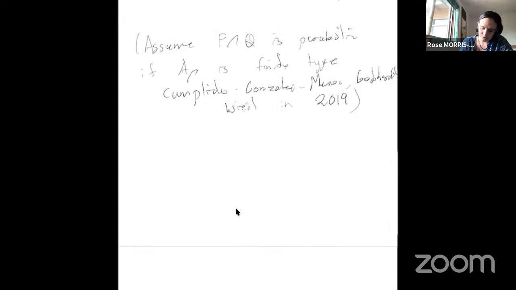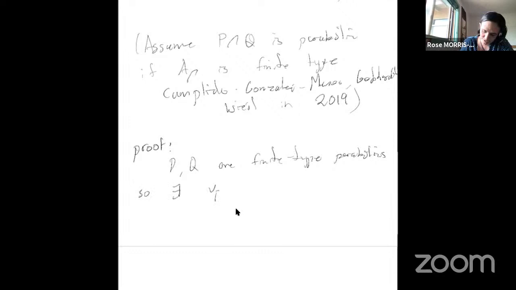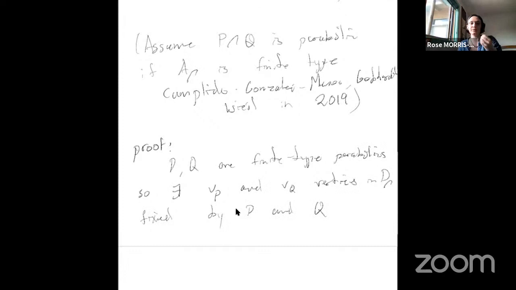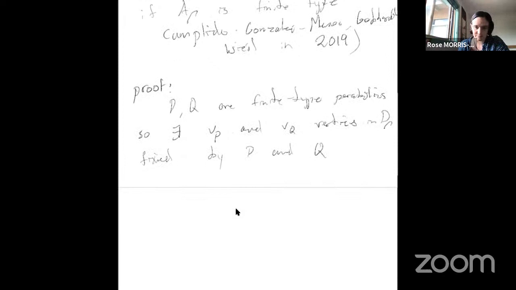All right, so here's the proof. P and Q are finite type parabolics. So there exist vertices in my Deligne complex, I'm going to call them VP and VQ, vertices in D gamma that are fixed by P and Q. Most parabolic subgroups are going to have many, many possible vertices. It doesn't matter which ones we pick here.